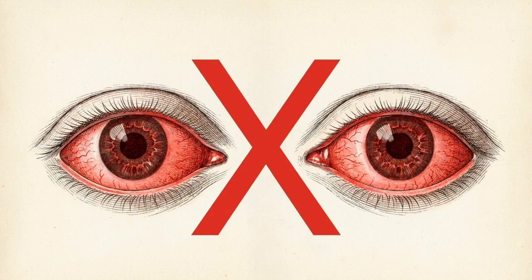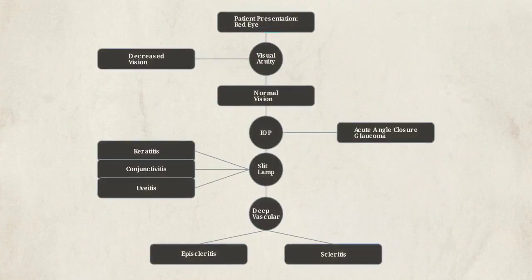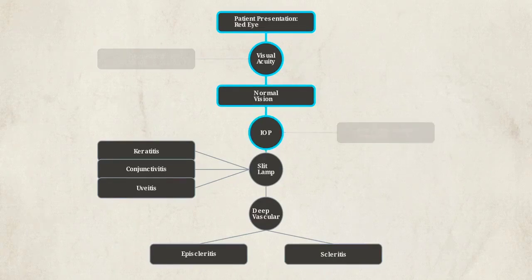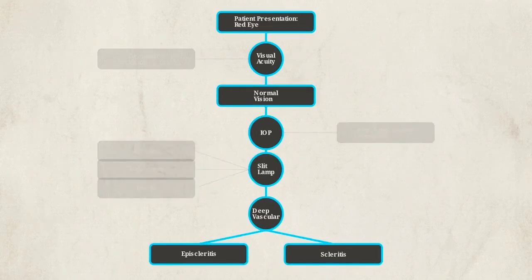Relying purely on how the eye looks is dangerous. The visual presentation of these layers overlaps heavily. We need a rigorous, step-by-step examination algorithm to systematically rule out the threats in the correct order.